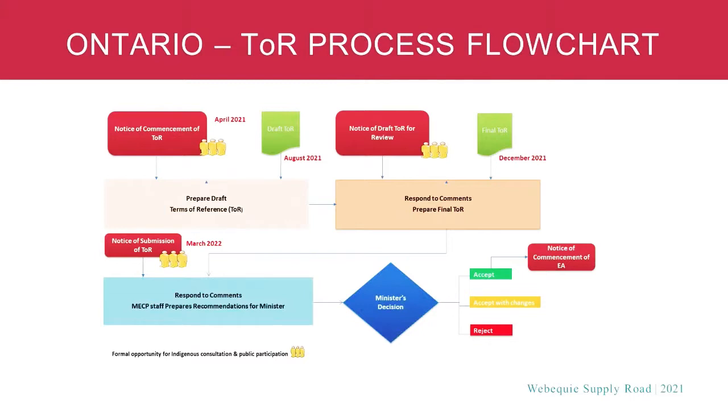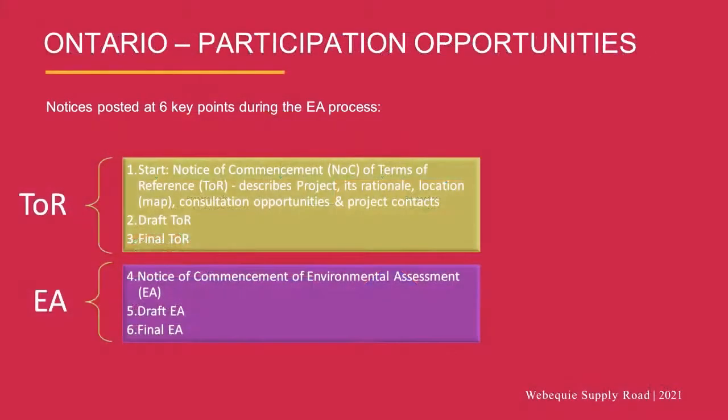So there are three major public notices during the TOR process. If it's approved, then there's another notice. I think we have the next slide, please. I think we actually outline this in a better way. Yes. So these are the key notices.